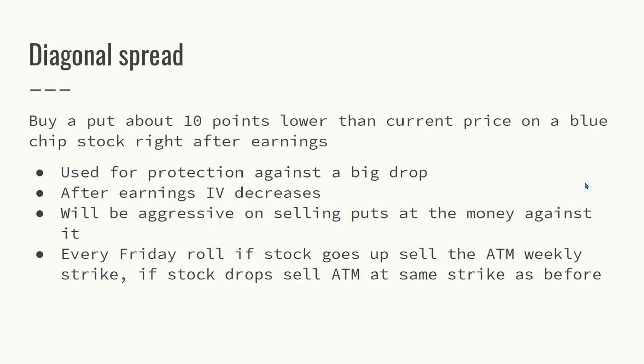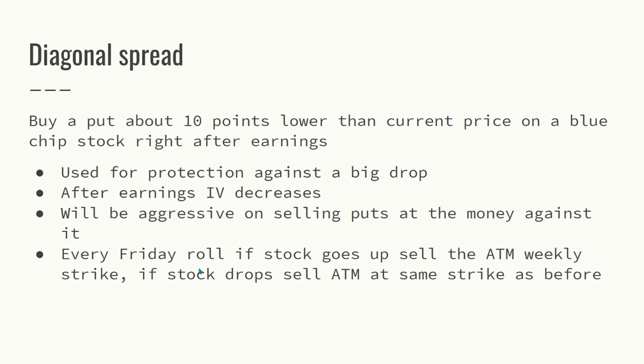than the current price. And I picked a blue chip stock right after earnings, decided on Microsoft, which had pretty positive earnings, a slight earnings surprise. And typically there's lower IV during this. It's used for protection against a big drop. Again, you're buying the put first, and this is to be able to sell much more in premium from the sold positions. Going to be a bit aggressive on selling the puts. They're going to be at the money, so that means at the exact same strike price against that position.